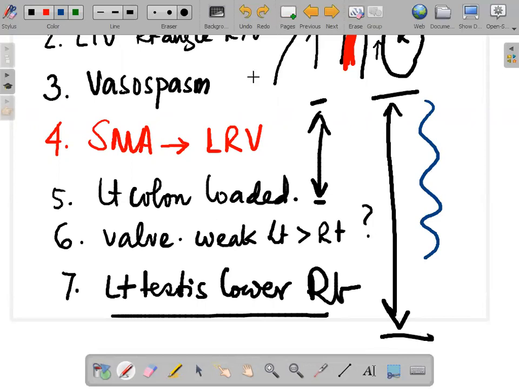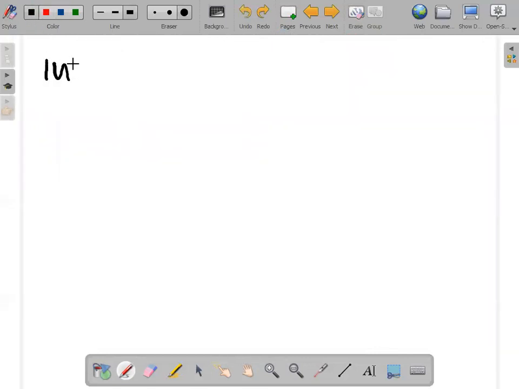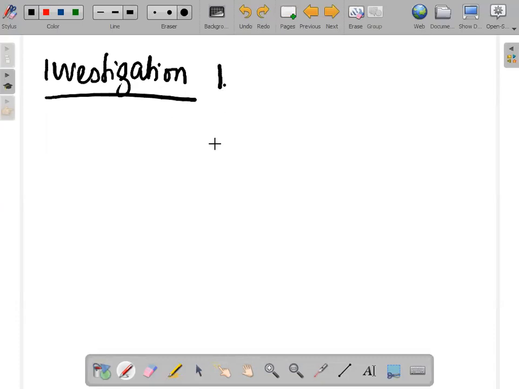Now, after this is done, we talk about the next one: how do we investigate a patient with a varicocele? Investigations in a varicocele are always very straightforward, and we can remember them as follows.